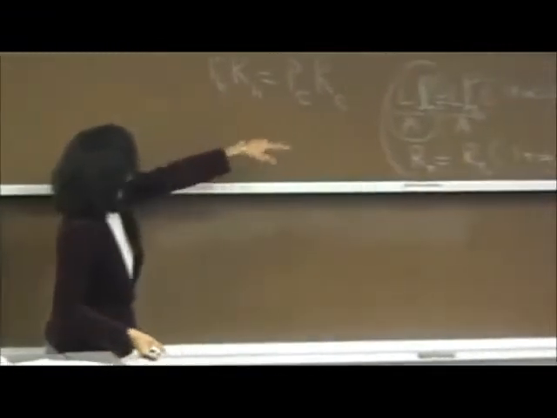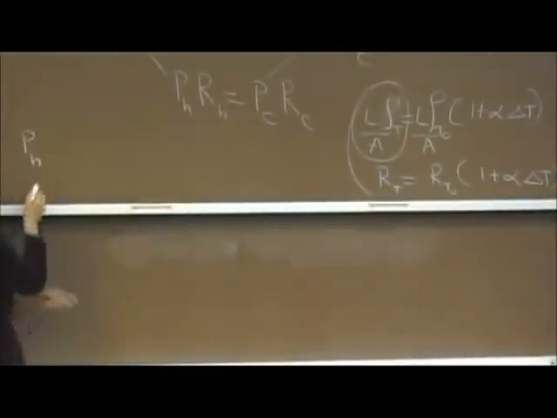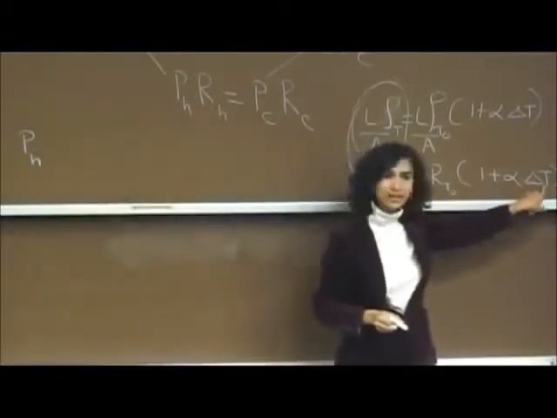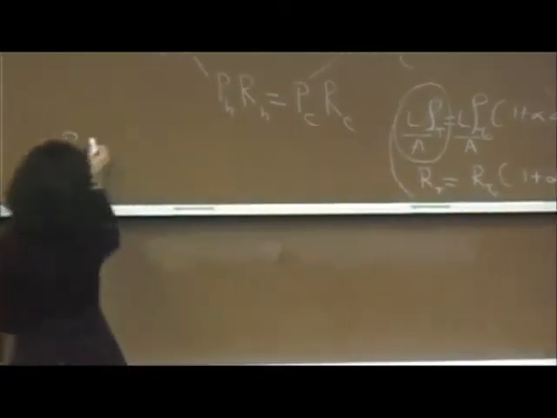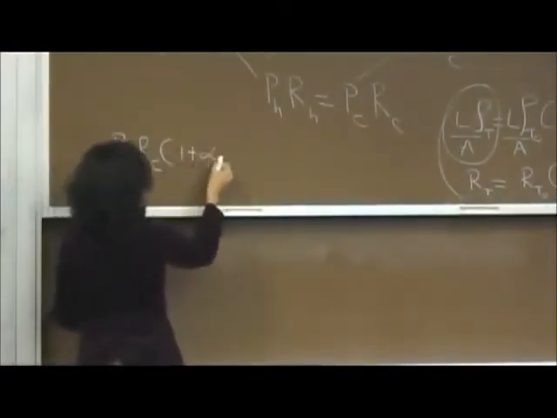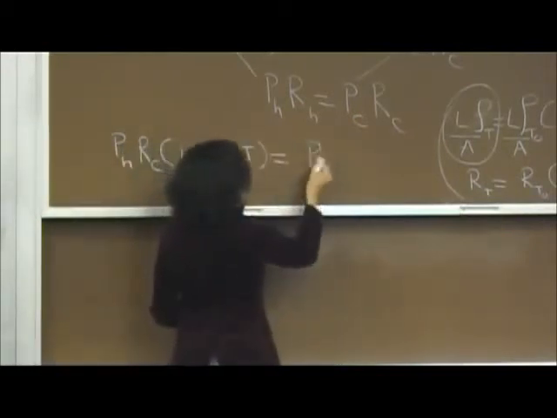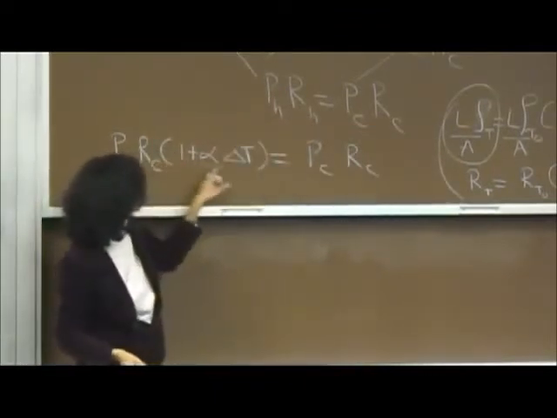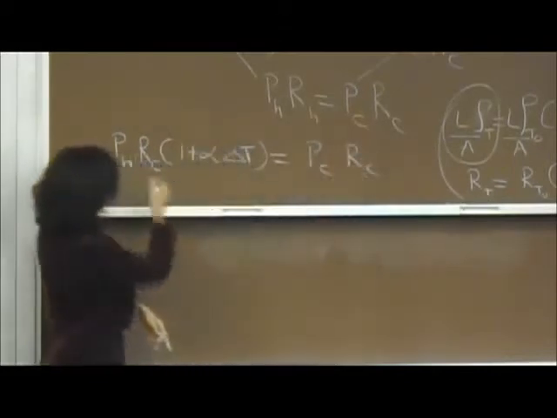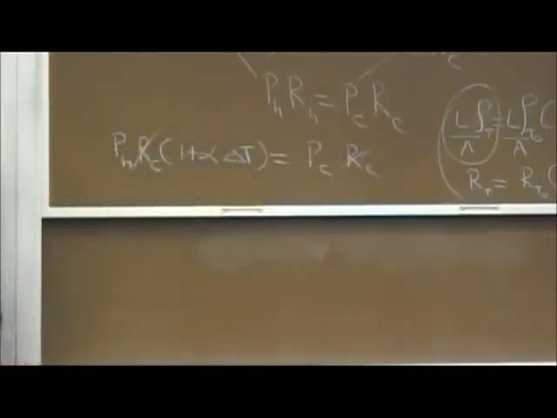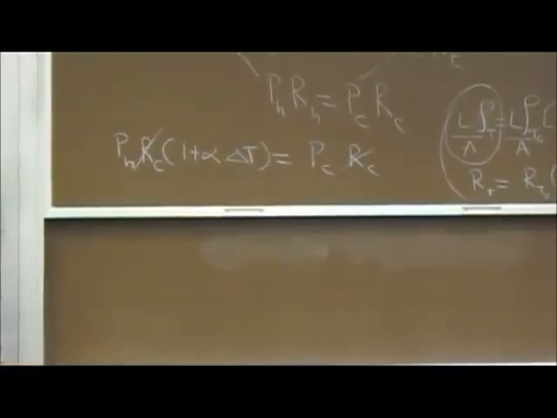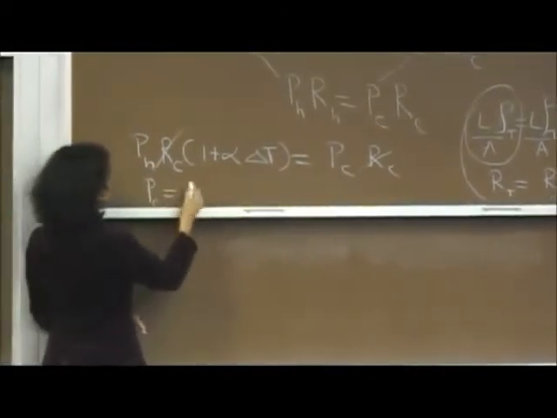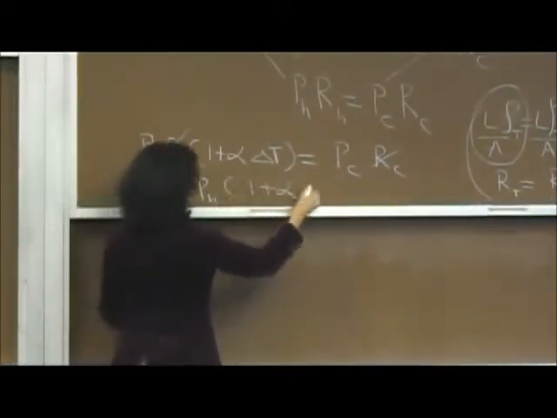So then, using that fact, instead of R hot, can I write R hot is equal to R cold times 1 plus alpha delta T? I can. So I have R cold times 1 plus alpha delta T, times PH, is equal to PC times RC. Is everybody with me? Can I divide by RC? Let's get rid of that. What were we trying to find? We are trying to find PC in terms of PH. So you can see from here, PC is equal to PH times 1 plus alpha delta T.